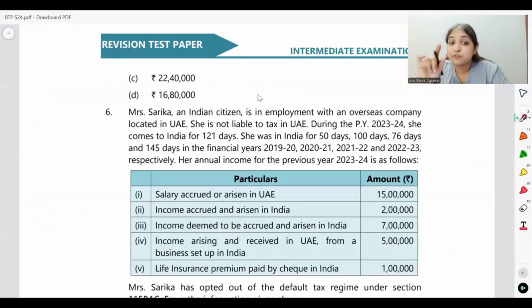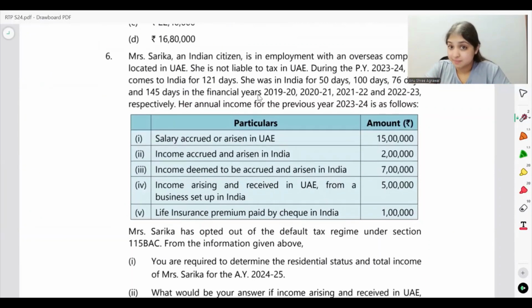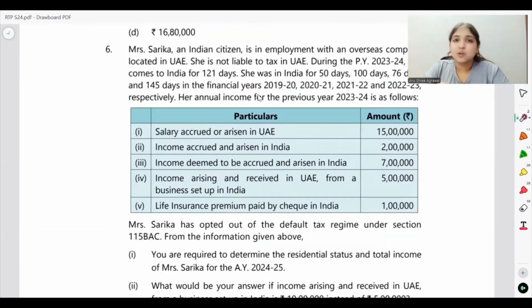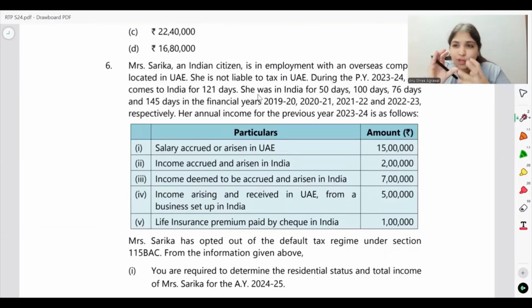So this was your first case study based MCQ. All right. A very good question. Covers 44AB and 44AD so much in depth.